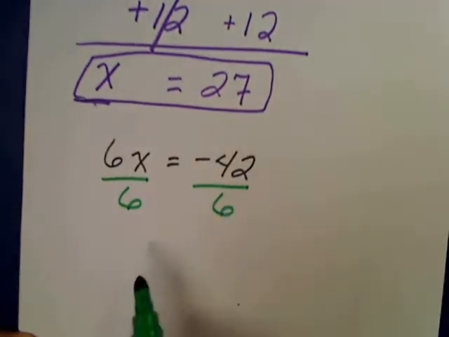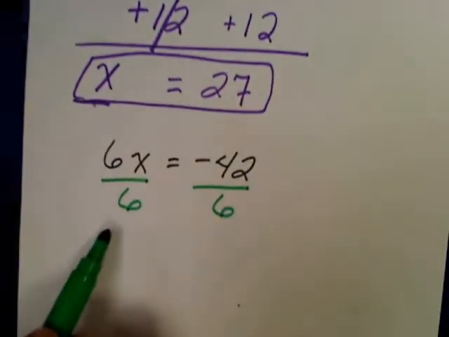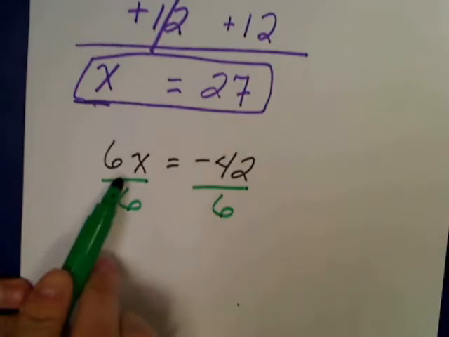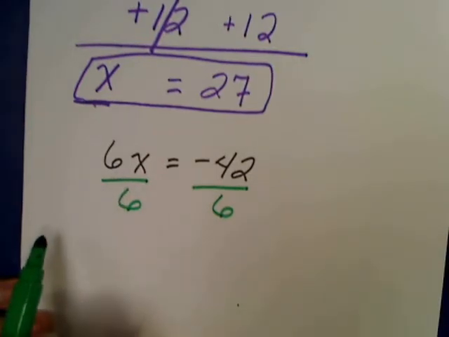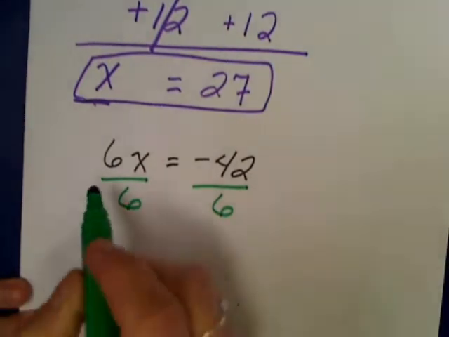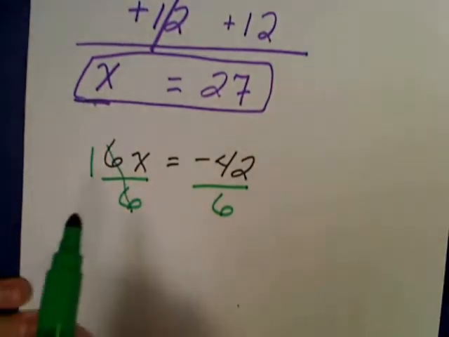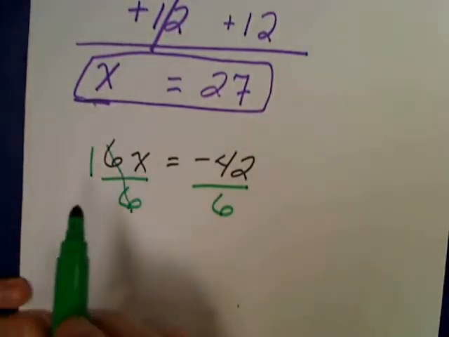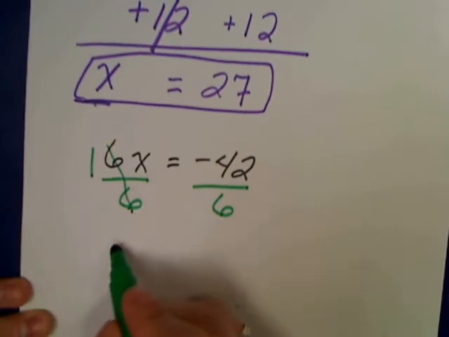In this case, 6 divided by 6 is not 0, because then you'd be left with 0 times x, and that would go away. Any number divided by itself is 1. So now you have 1 times x, and 1 times anything is anything, and that's how we get x by itself.